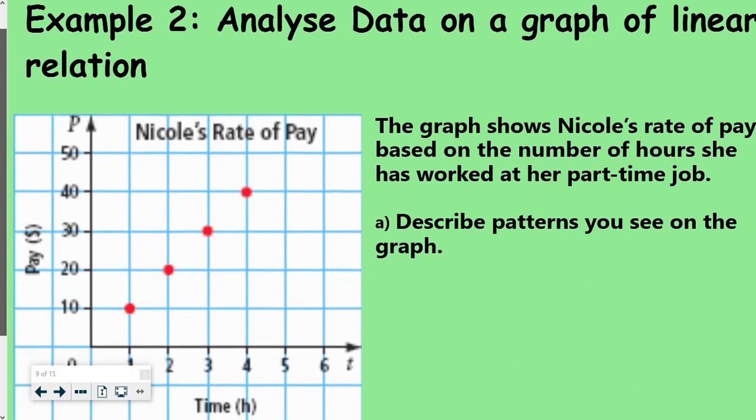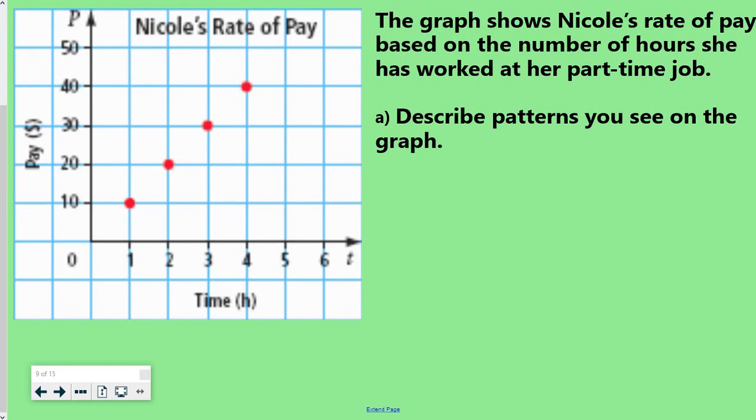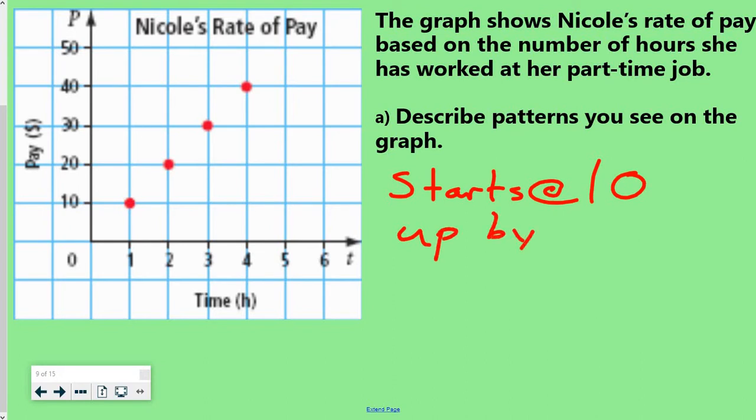So I analyzed data on a graph of linear relations. The graph shows Nicole's rate of pay based on the number of hours she has worked at her part-time job. Describe the patterns you see on the graph. It starts at 10 and it goes up by 10 each hour. So every hour it goes up by 10, and it starts at 10 after 1 hour.